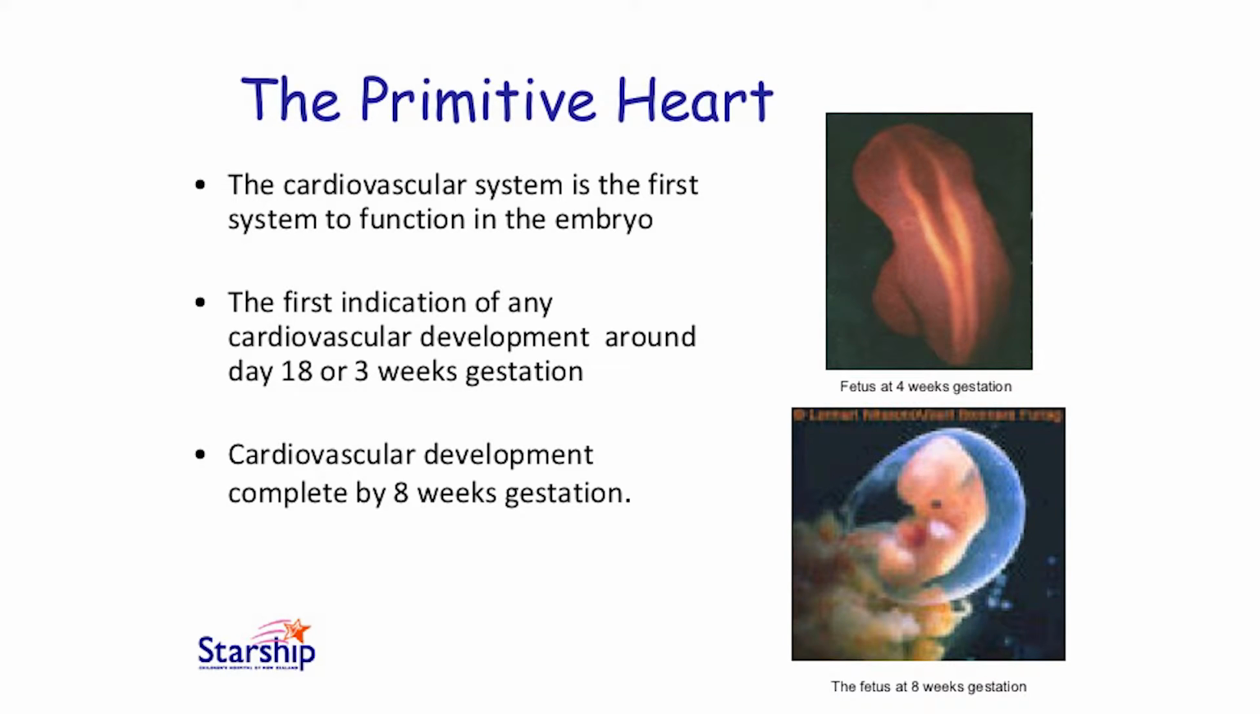And by 8 weeks, the heart and great vessels have completed their development, and they look very much like what a term baby or an adult will have. It's just a whole pile smaller. So there's a lot of growing to do. It's an amazing process, and it happens pretty much within 8 weeks, and you end up with a 4-chambered heart.